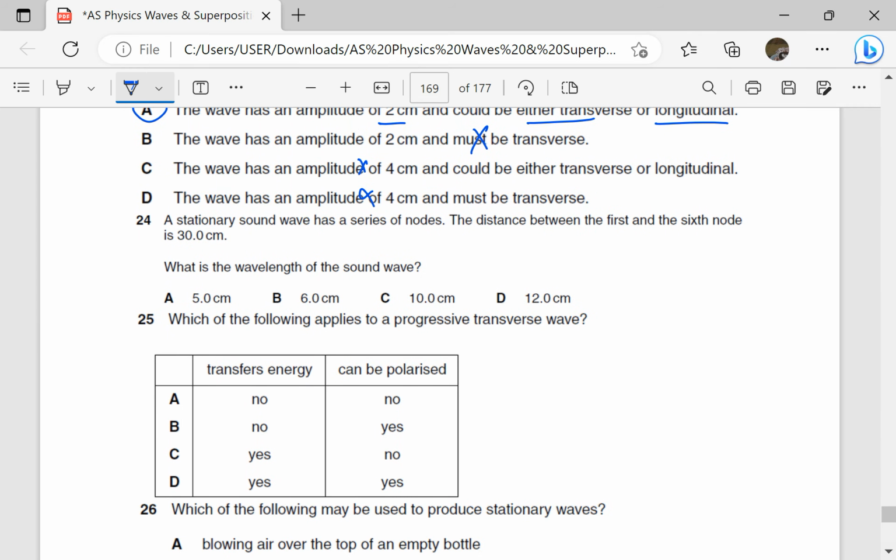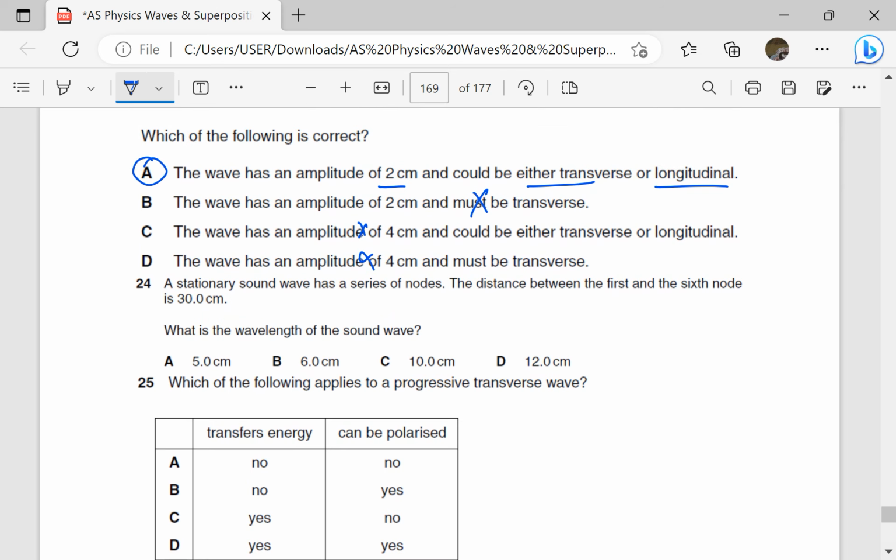A stationary sound wave has a series of nodes. The distance between the first and the 60th node is 30 centimeters. What is the wavelength of the sound wave? Okay, so I will just show this manually. I think I've shown this earlier on. The distance between the first and the 60th node.